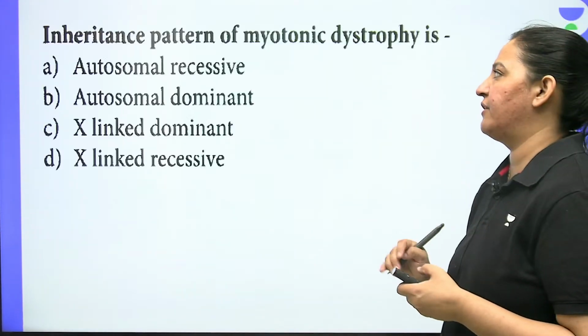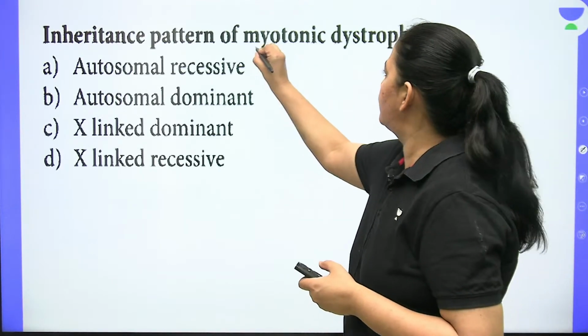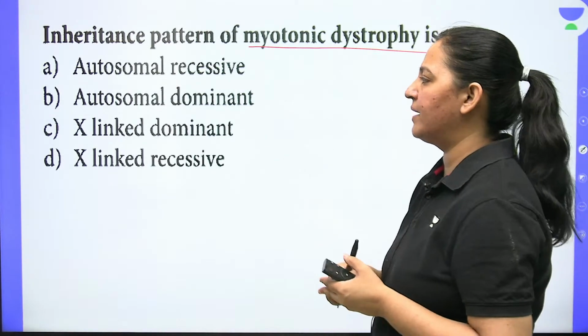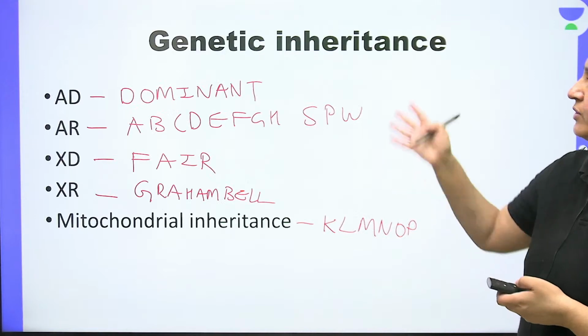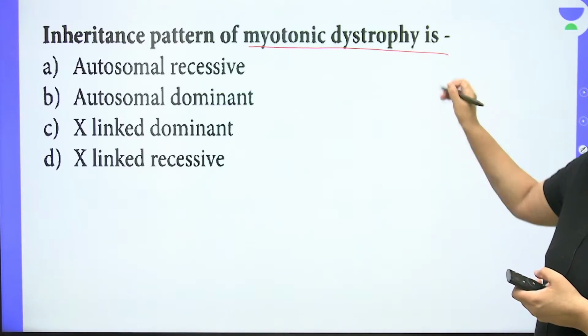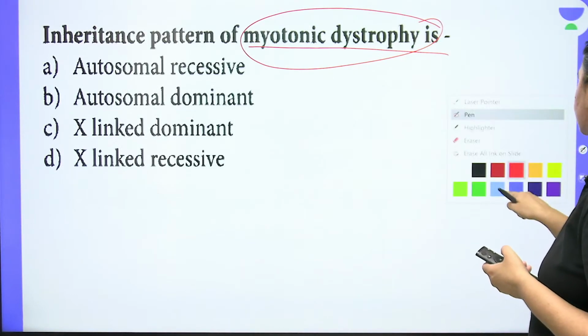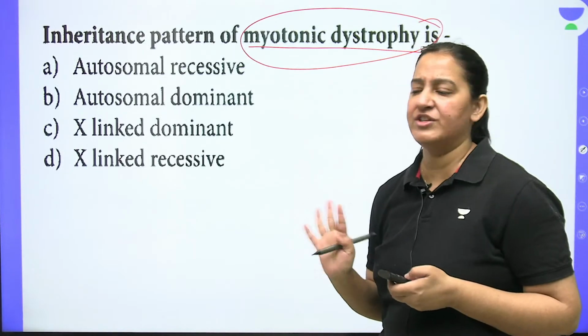So this is the first question in front of you. You tell me the correct answer. Inheritance in myotonic dystrophy is which one? Is it autosomal recessive, autosomal dominant, X-linked dominant, X-linked recessive? The 4 mnemonics are in front of you. Myotonic dystrophy is coming in which mnemonic? Who will tell me the correct answer?